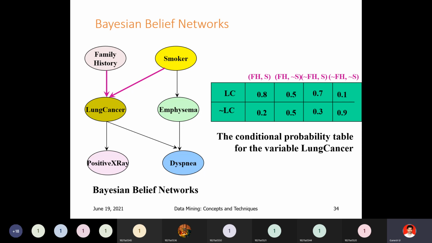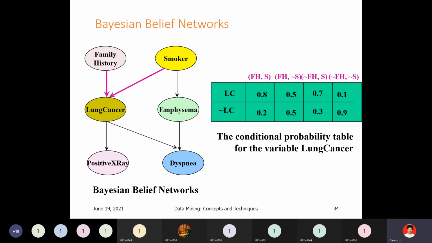What about the other one? There is no family history for you, but you are smoking heavily. What is the result? It results in emphysema, which is one disease where the lungs are affected. Highly smoking leads to lungs being affected, so that is emphysema. Next, lung cancer is there, and lung cancer leads to a positive X-ray. The positive result you will get is from lung cancer.